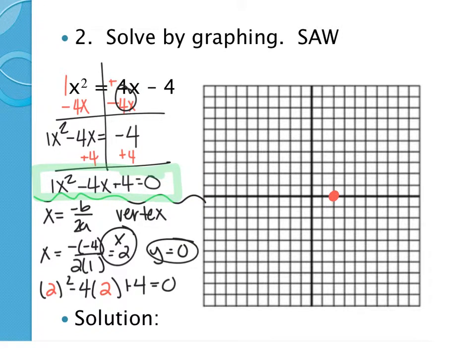Even when you think about it as far as whether it opened up or down, it's only crossing how many times? 1, because that's the vertex. So what is your solution on this one? Okay, like, where is it crossing? 1, 2. So your solution is x equals 2.